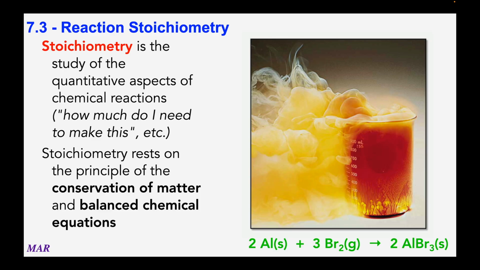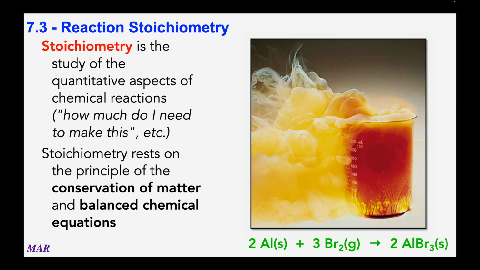So in the lower right-hand corner there, that's a balanced reaction, which we talked about at the end of Chemistry 221. In that reaction, we're taking two solid pieces of aluminum and reacting it with three gaseous pieces of bromine, Br2, to make two solid pieces of aluminum bromide, AlBr3. The 2, the 3, and the 2 are called the stoichiometric coefficients. They tell you relative amounts.